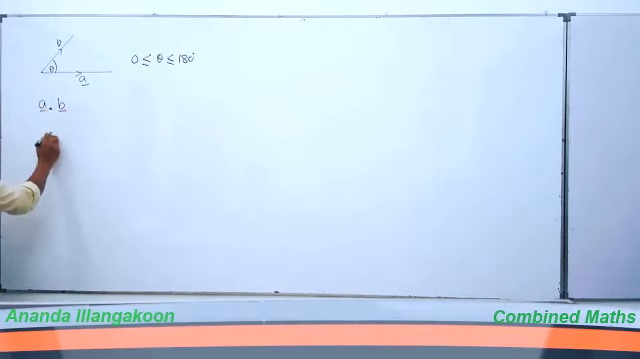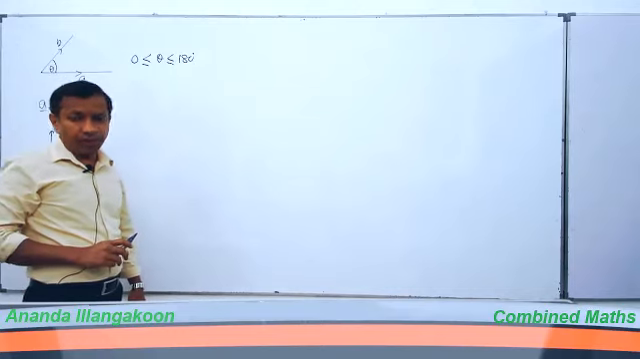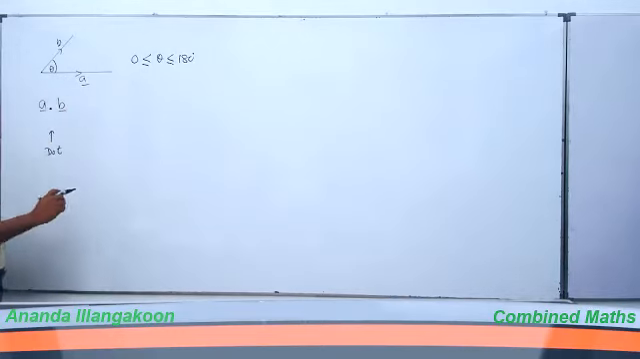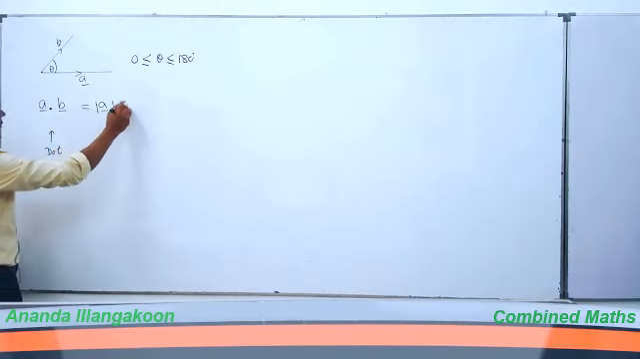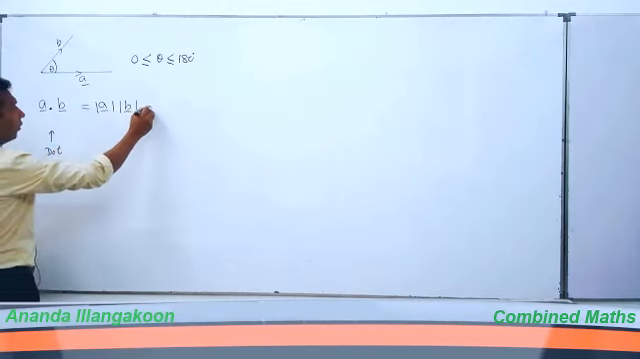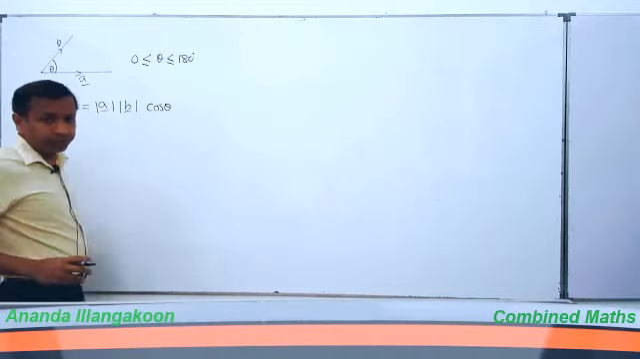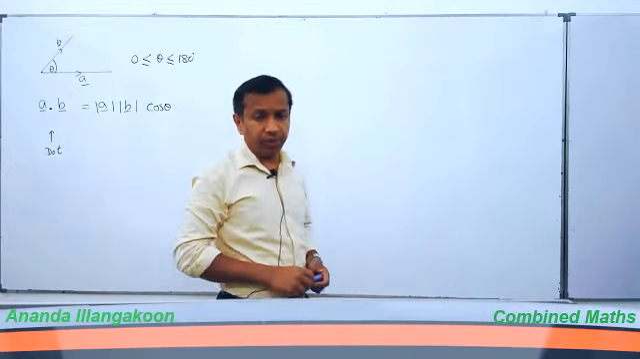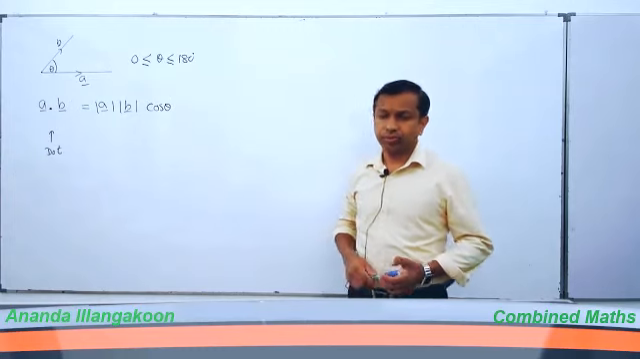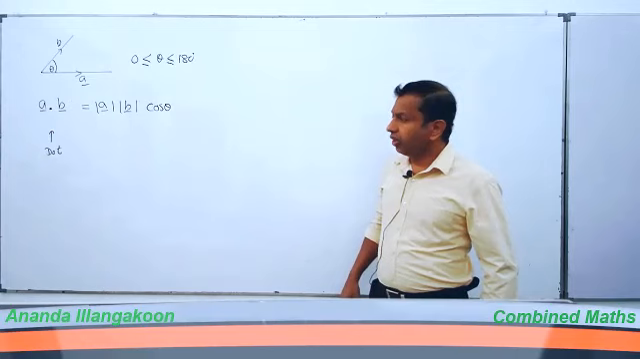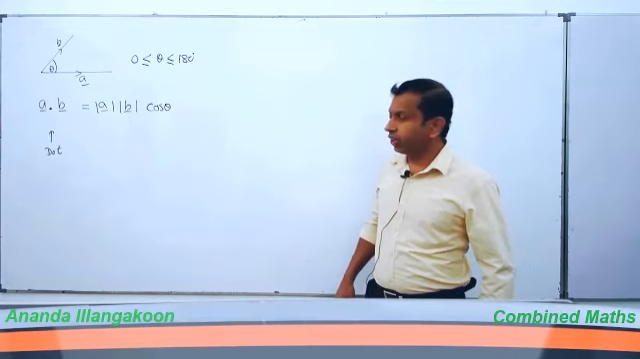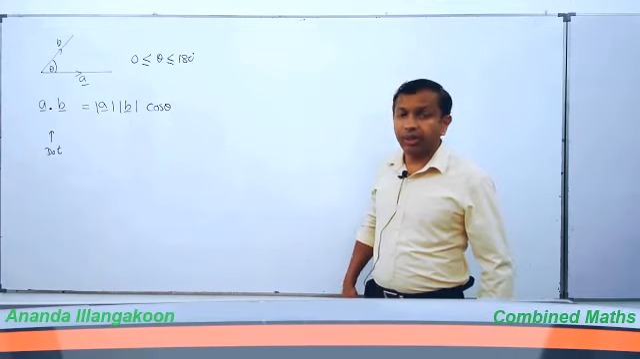This is called the dot product. A dot B we define as mod A, mod B, cos theta. Mod A means the size of the vector A, mod B is the size of the vector B, and theta is the angle between A and B.